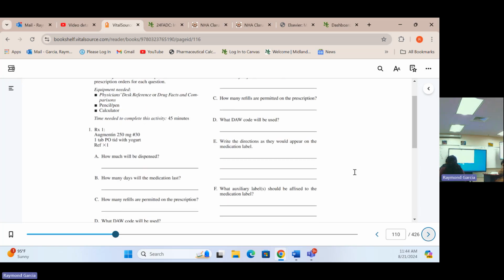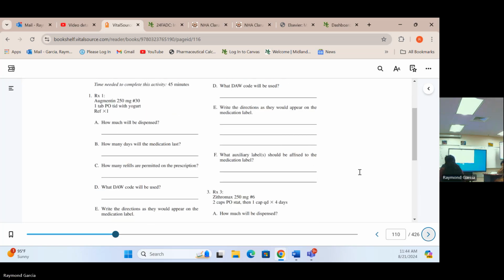Let's look at 8.4, number 1. How much will be dispensed? 30. How many days will the medication last? Read the directions. 10 days. Why? Because how many times are we taking it? 3 times a day.